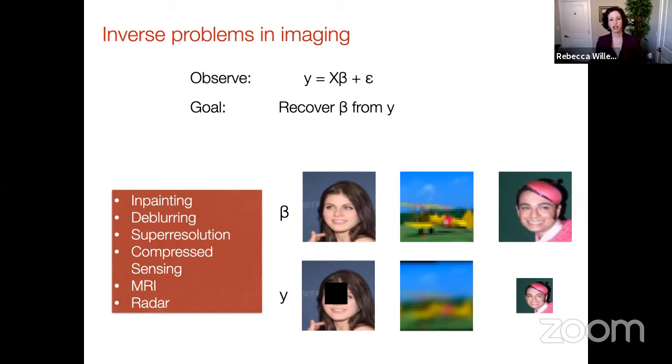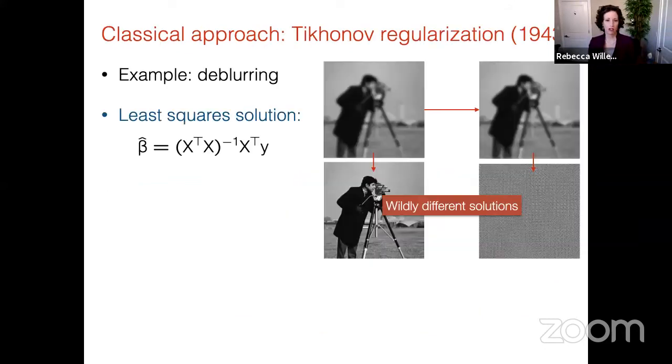And so the question really is how we can develop better strategies for recovering beta from Y, especially when this matrix X is ill-conditioned and so the overall inverse problem is ill-posed. As many of you know, classical approaches stem from perhaps a least squares approach, where we would say, well, I've got this linear system of equations, so let me try to find the least squares solution. And we can look at that approach in the context of deblurring.